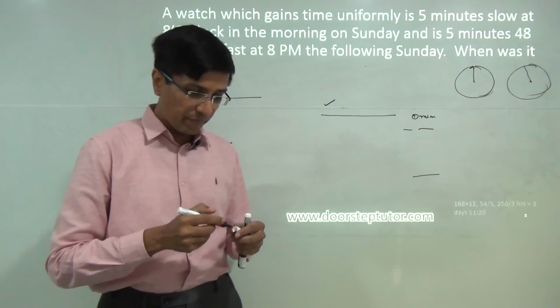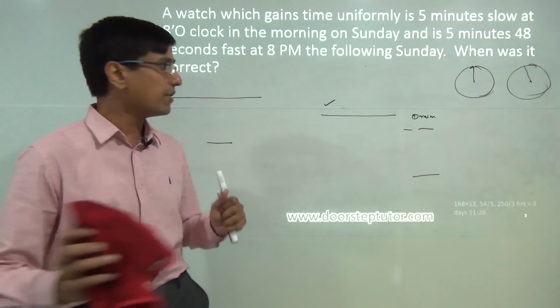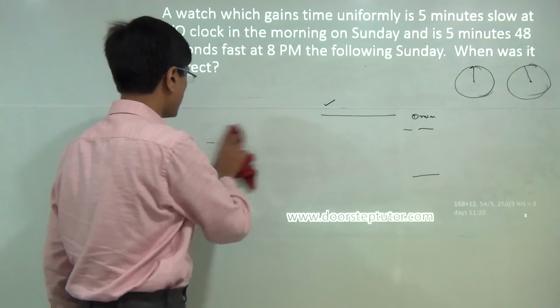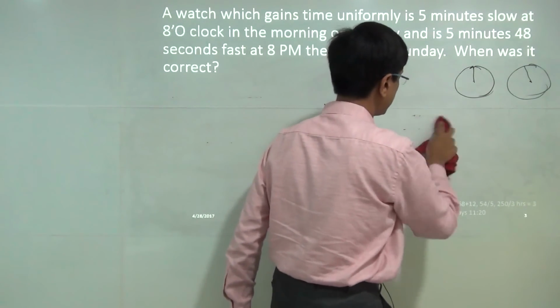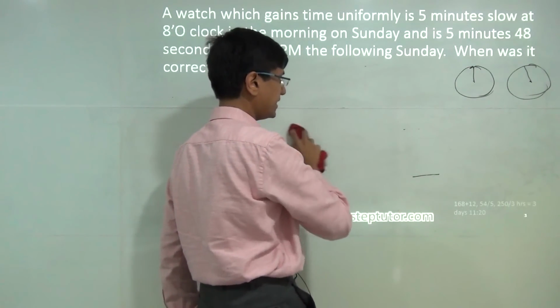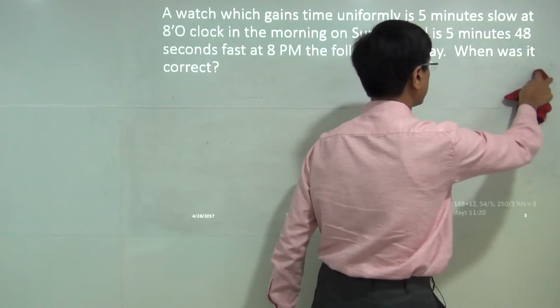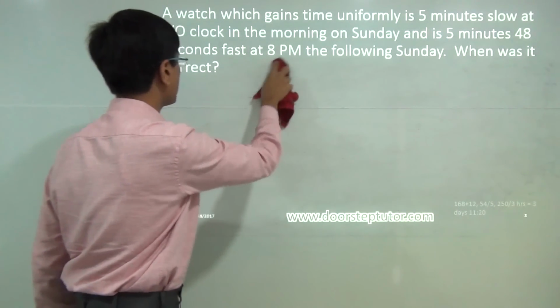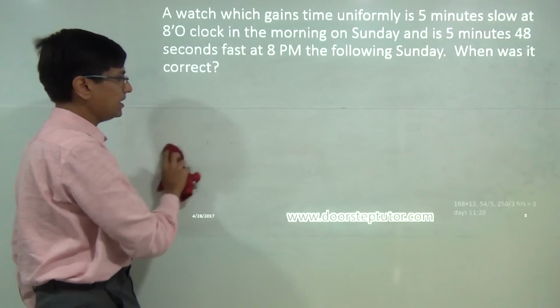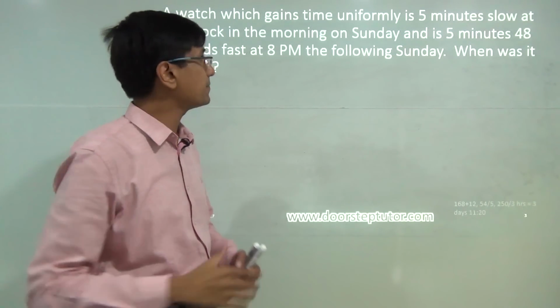Now, once we are clear on the terminology, I would like to emphasize that these questions on fast and slow clocks are very simple. We'll go through several examples and you'll see, and you should never miss these. You should always attempt questions on fast and slow clocks. They are very simple and you'll get them easily.